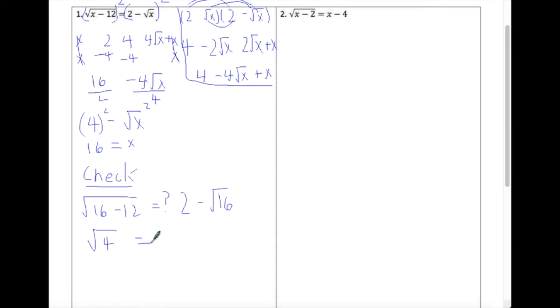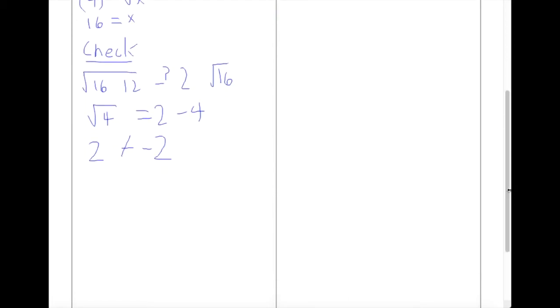On the right side I have 2 minus 4. So the square root of 4 is 2, and 2 does not equal negative 2. And this is because we're only taking the positive square root of 4. If it was implying the positive and negative square root of 4, then both would be written. So what that means, since 2 does not equal negative 2, 16 is an extraneous solution.